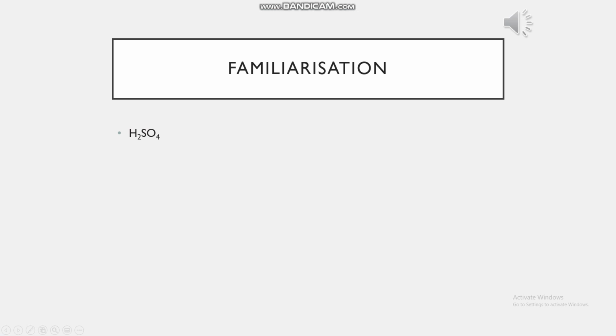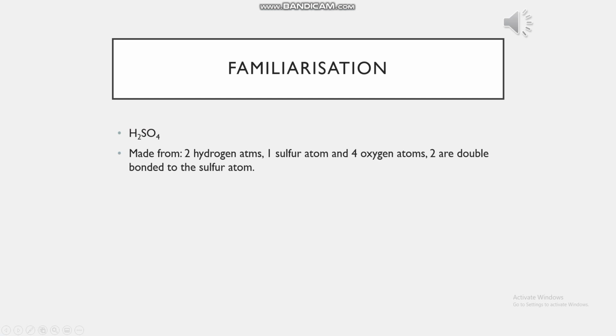Molecules of sulfuric acid contain 7 atoms, 2 hydrogens, 1 sulfur and 4 oxygens, of which 2 oxygens are double bonded to the sulfur. The raw materials required for sulfuric acid production are air, water and sulfur. It is made through the contact process, a 3-stage process which will be detailed over the next few slides.